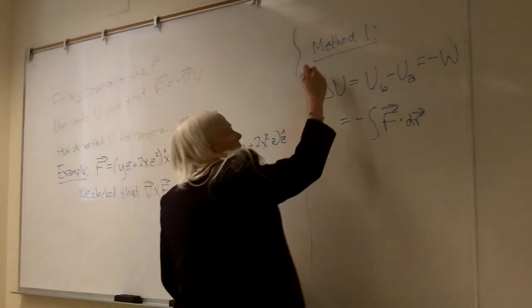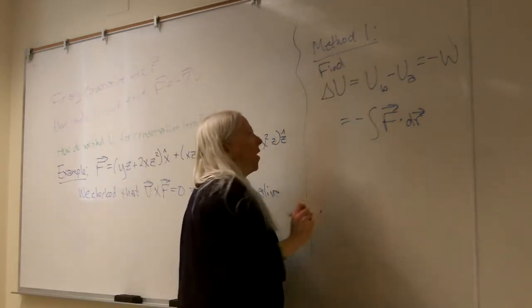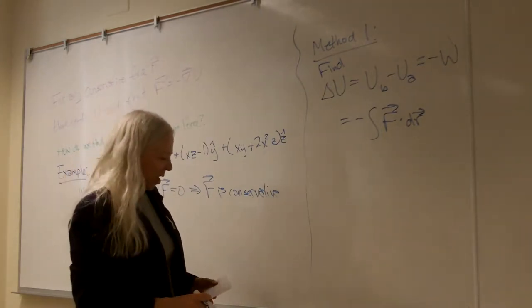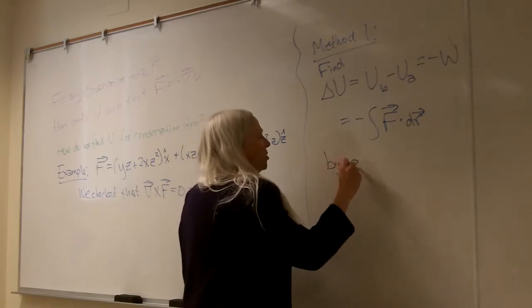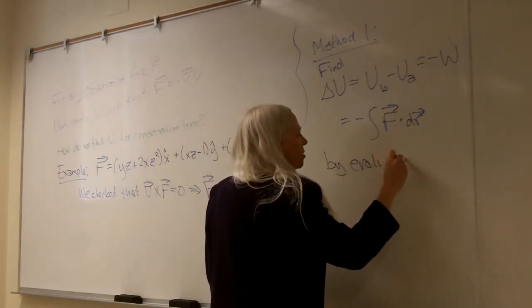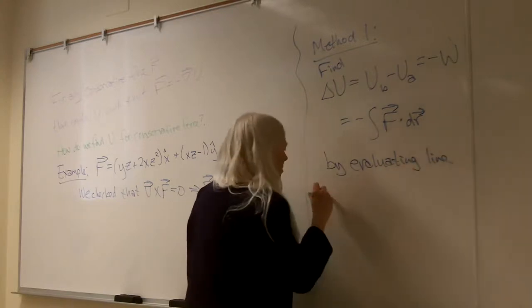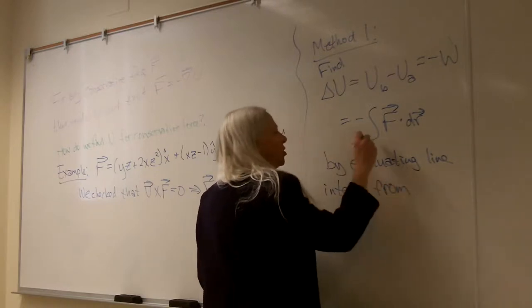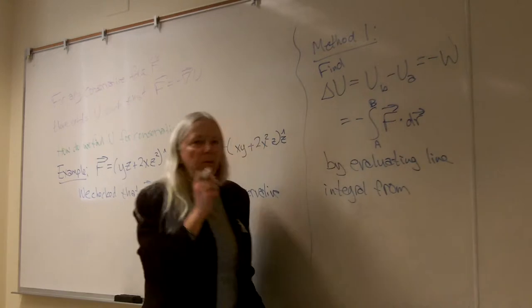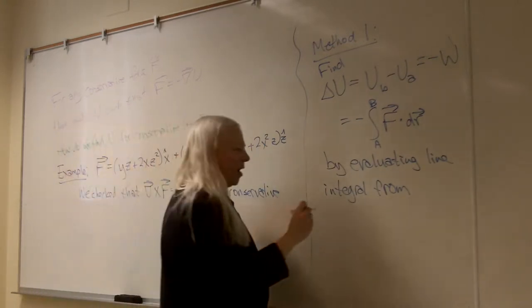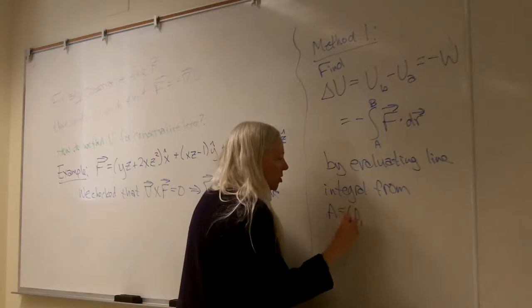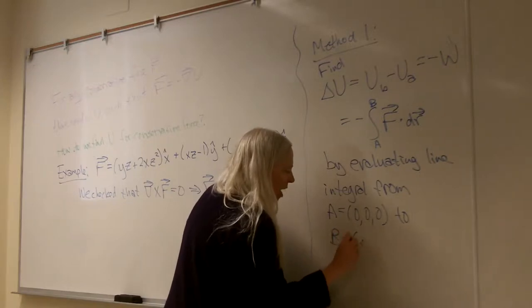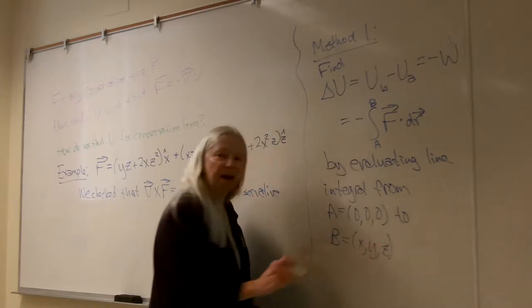So we're going to basically use this expression to find delta U, and then we can make a reasonable guess about U once we have delta U. We're going to do it by actually evaluating this line integral. I should have put limits on here, going from point A to point B when we do this line integral. We're going to evaluate this for the case where point A is the origin to a point B, which has just generic coordinates x, y, z.